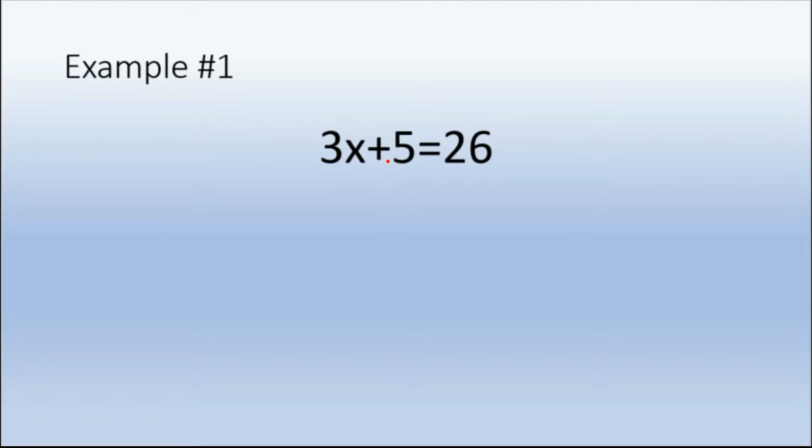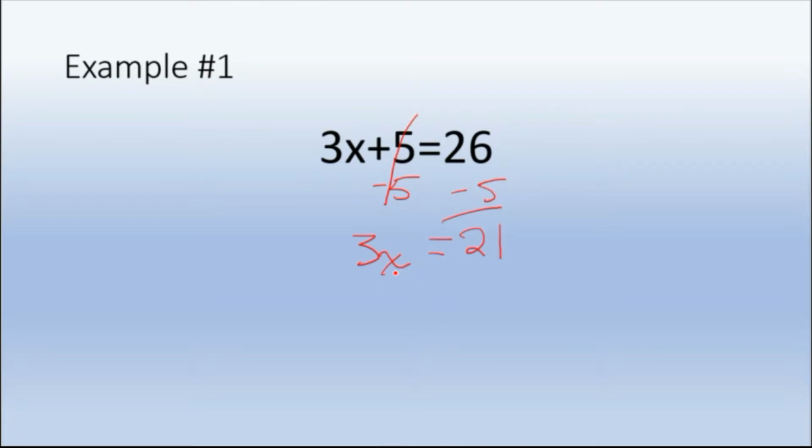Okay, so we're going to get rid of this addition. We're going to subtract 5 from both sides, making sure we're doing the same thing to both sides of the equation, balancing our scale. So positive 5 minus 5 gives us 0, and then 26 minus 5 is going to leave us with 21. On the left side, we're left with 3x. Okay, so we have 3x equals 21.